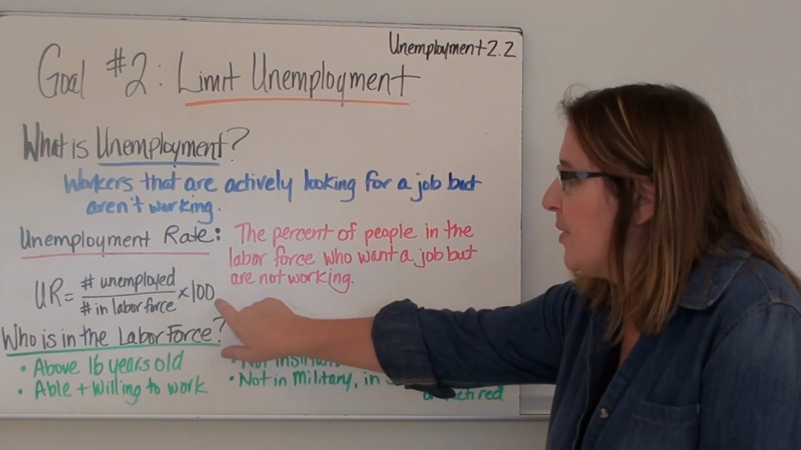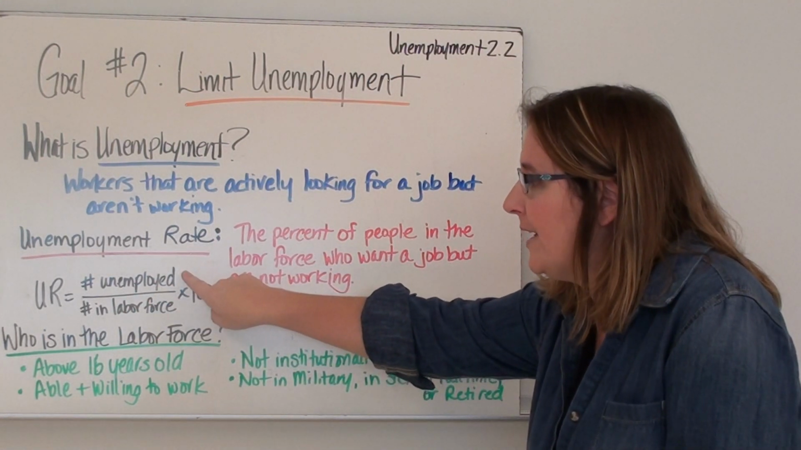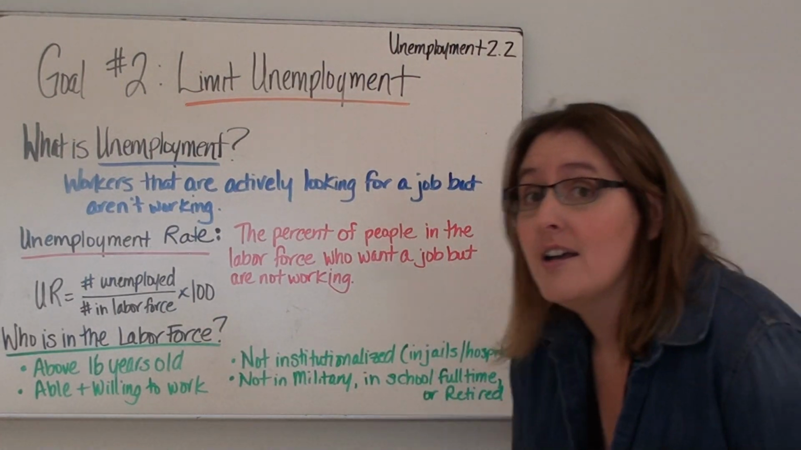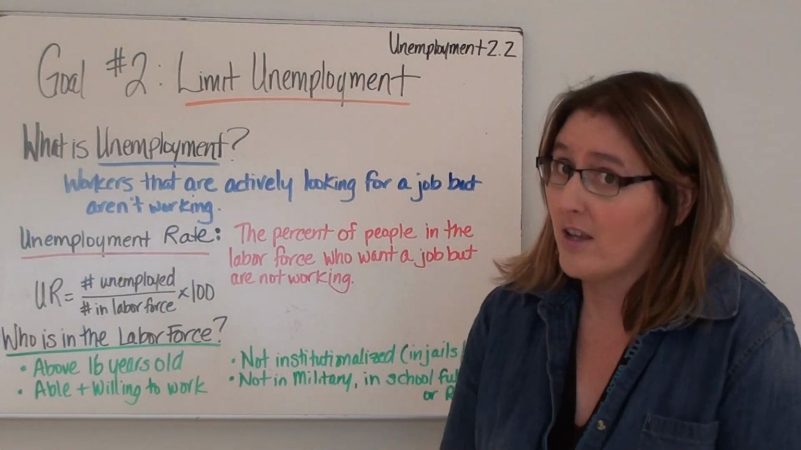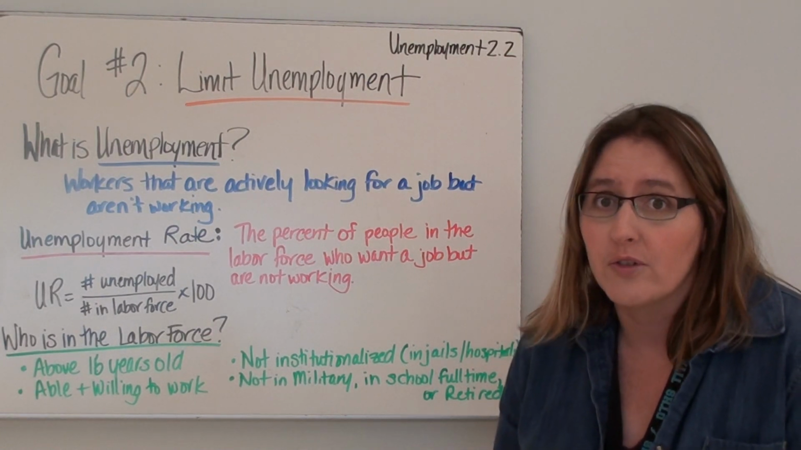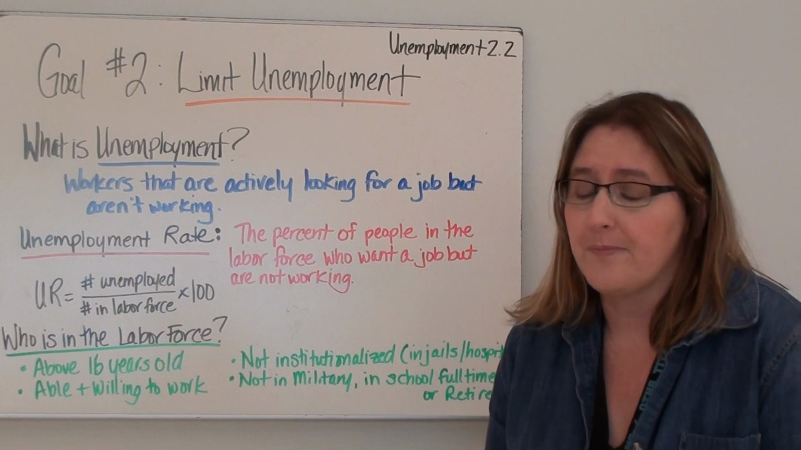How do we figure out that number? Unemployment rate is the number of people unemployed divided by the labor force times 100. So it's not divided by the population, it's divided by the labor force, because we don't want to count in senior citizens or children or people that aren't looking for work.